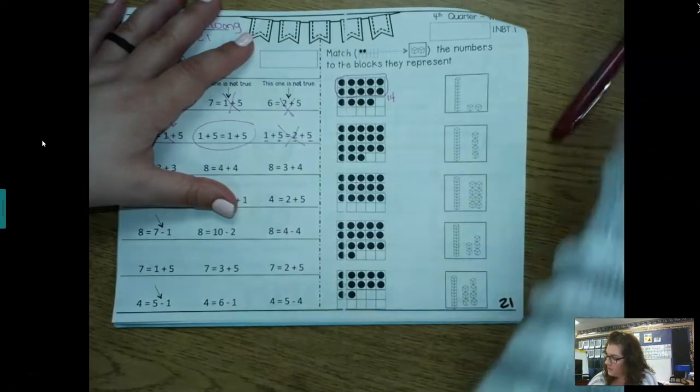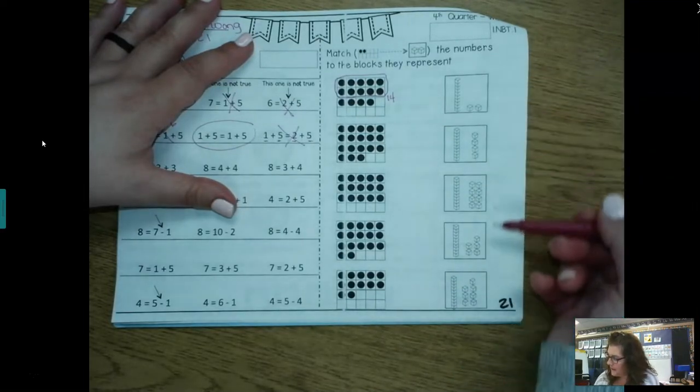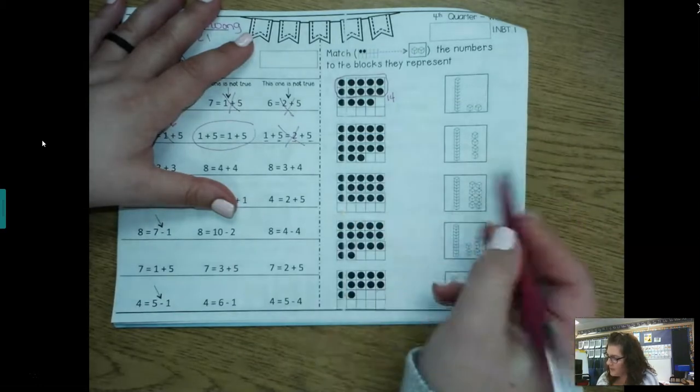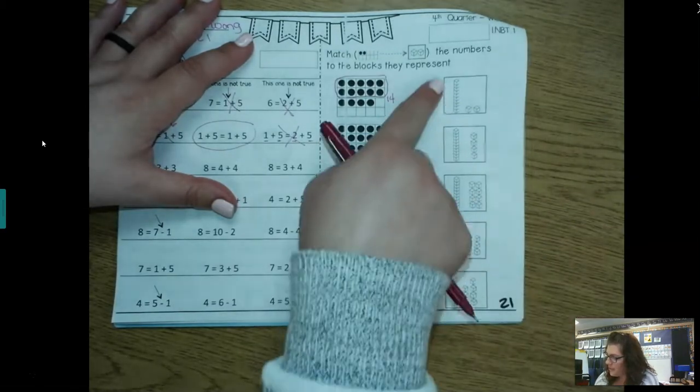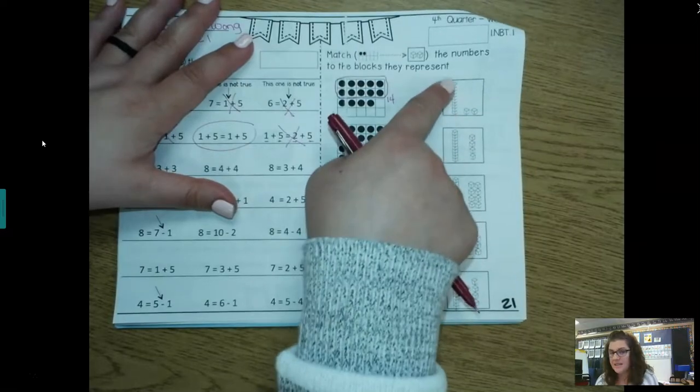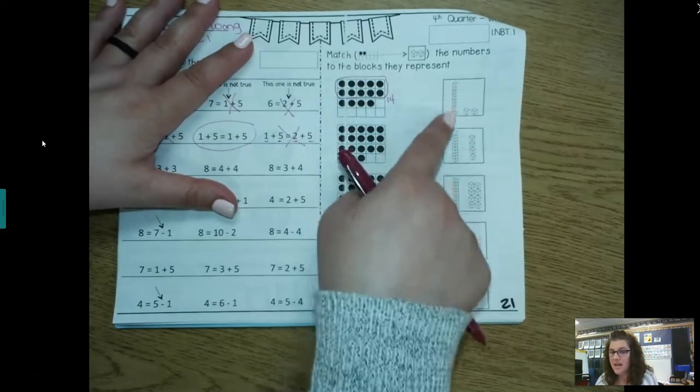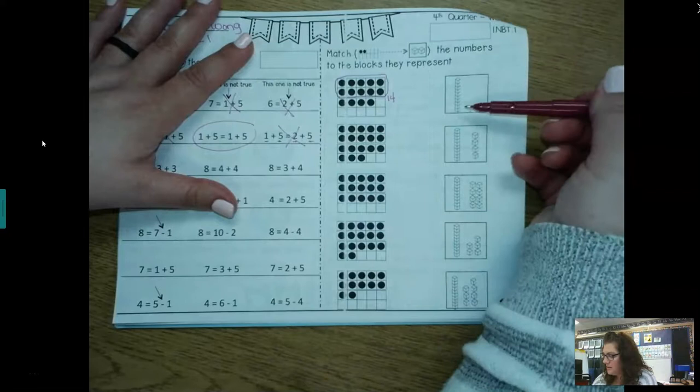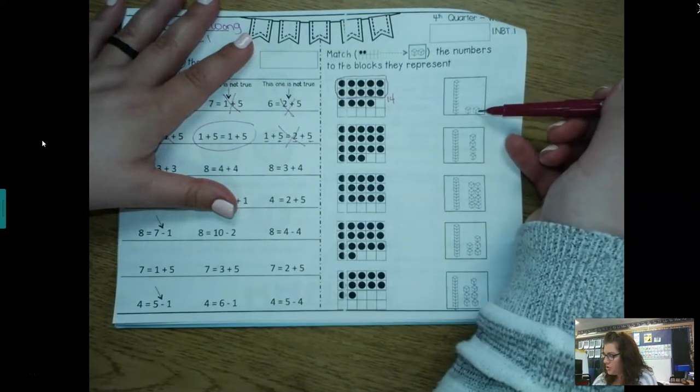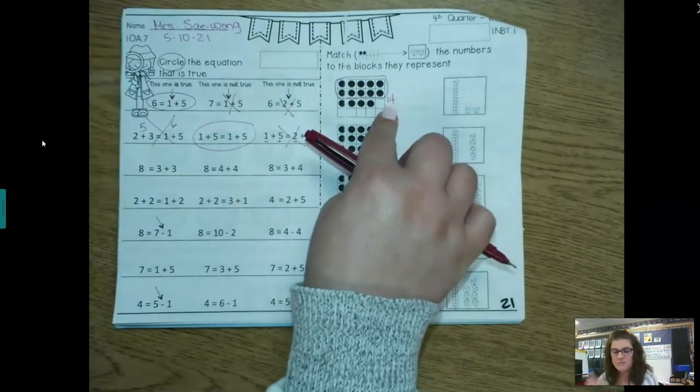Then I'm going to come over here and find the picture that has 14 blocks. So remember, when we have a complete row of blocks like that, that's counted as 10. So we can start with 10 and count on. So let's count. 10, 11, 12. Is that the same as 14?